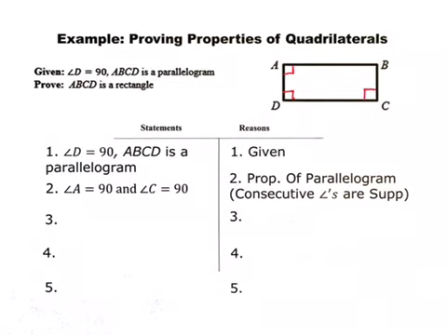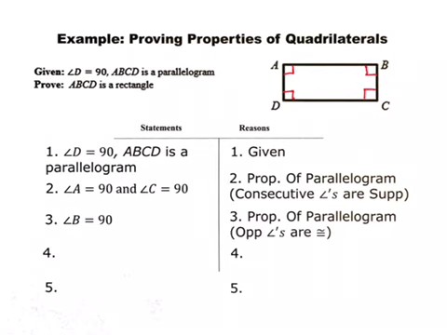We also know from a parallelogram that opposite angles are congruent. So if angle D is 90, angle B must be 90 as well. So we can say angle B is 90 degrees. And that's because we know opposite angles are congruent.